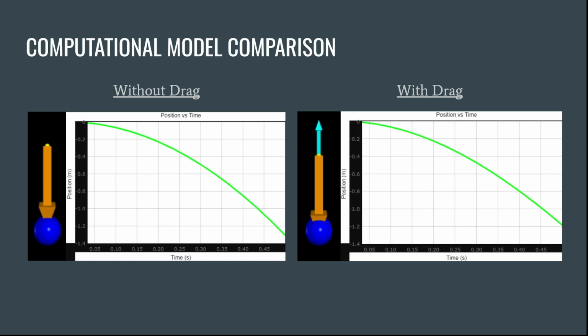The position time graphs are similar, however, the drag force is expected to be more accurate to that of the observed model. The visual also shows the forces as arrows, where the orange arrow is the gravitational force and the blue arrow is the drag force.